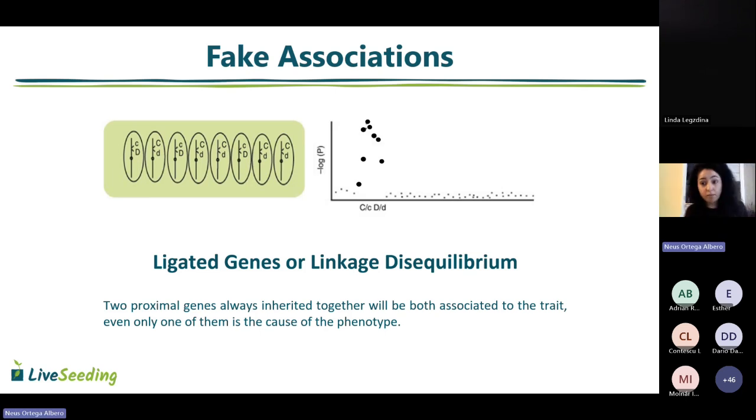This can be overcome now with sequence-based genotyping strategies that give a lot of information about the genetic haplotypes, the combination of genes and alleles that are present in the population. So in summary, we need to keep in mind the existence of genetically similar individuals that can add some bias, some problems to our analysis, and can add some fake associations.